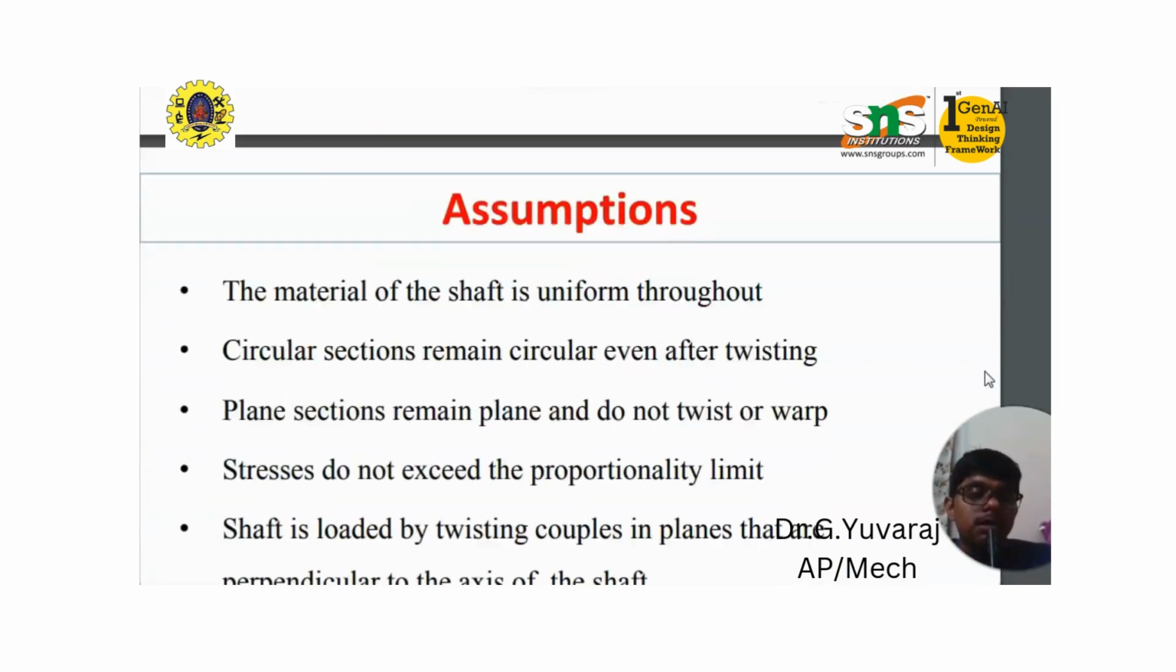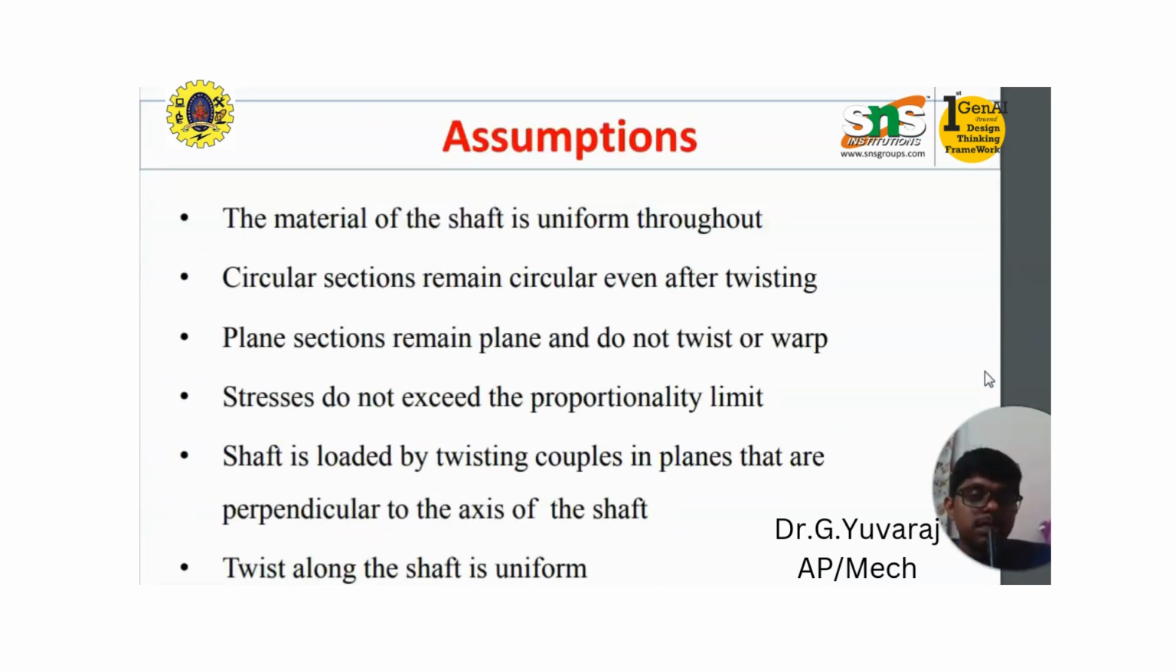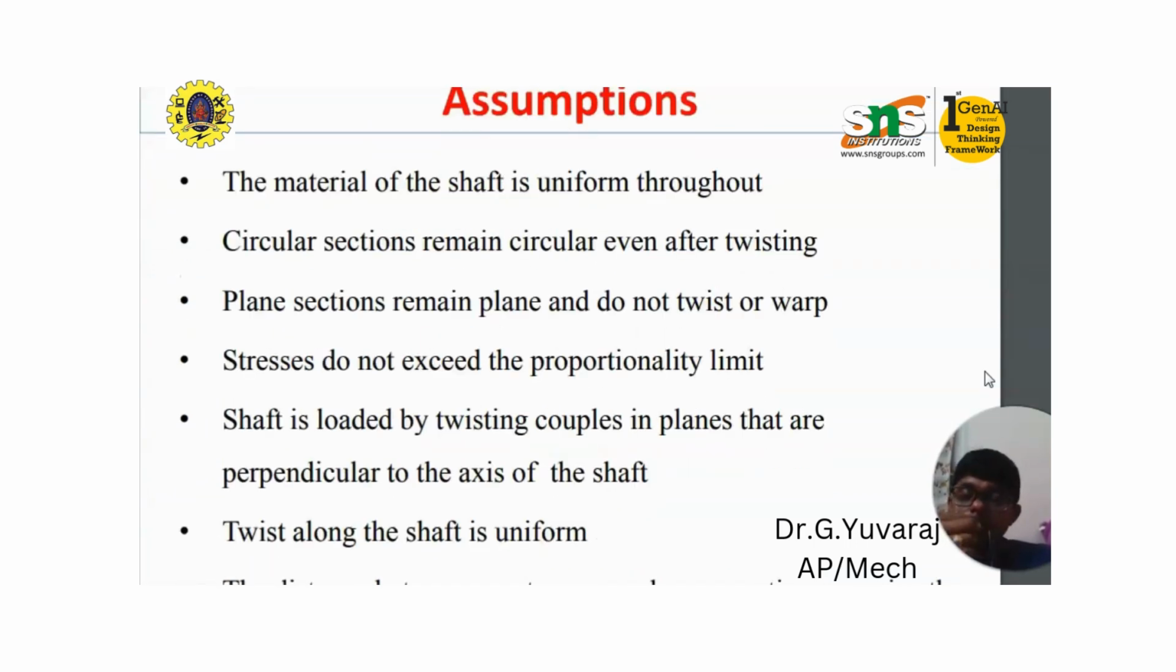For studying this torsion condition, there are some assumptions made to analyze torsion. The first one: the material of the shaft must be uniform throughout. If I am taking the shaft for analyzing the torsion, it is assumed based upon the first condition, that the material should be uniform throughout. So that is the first one.